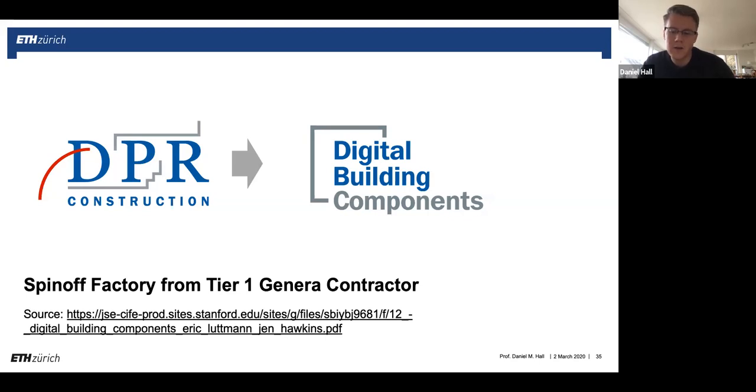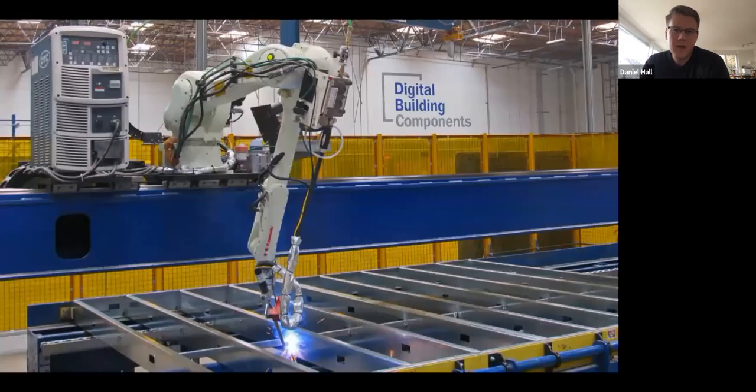So they wanted to invest in their own prefabrication facilities, and they funded a factory from within their own company. They invested 50% of the cost into this new company called Digital Building Components. It's a spin-off because it's actually not owned by DPR. They funded it and they own the equity, but it's a totally separate company. In fact, it has the freedom to sell to competitors of DPR, which is quite interesting to see how that might happen.